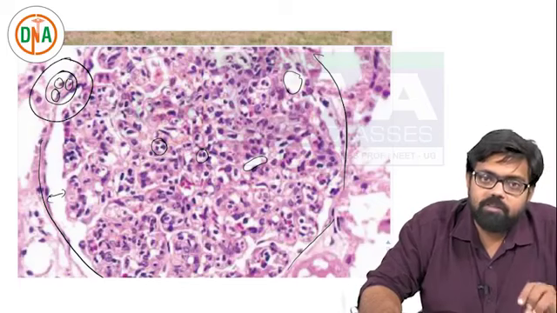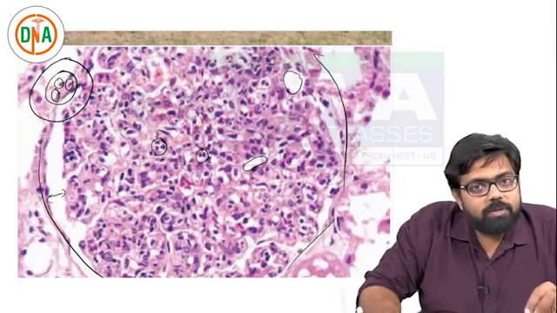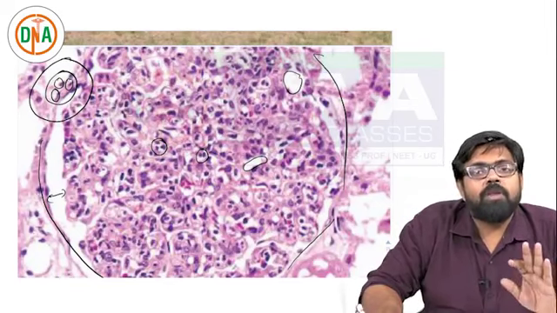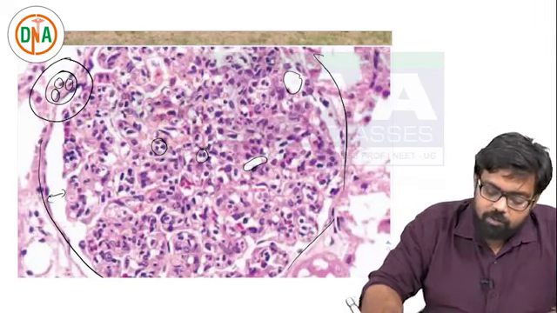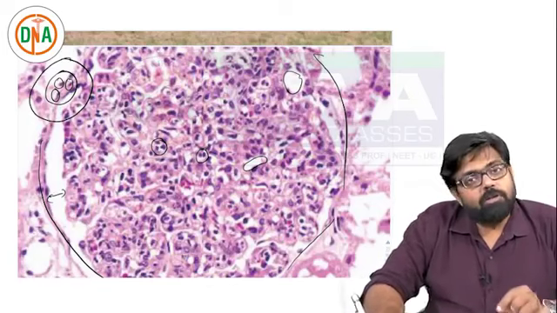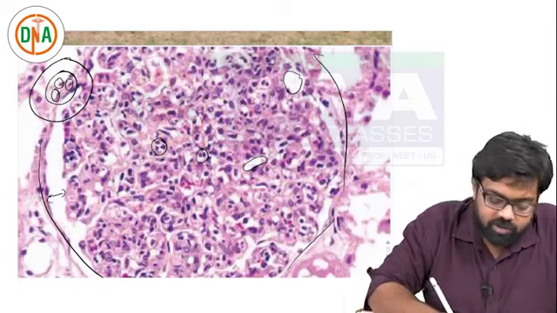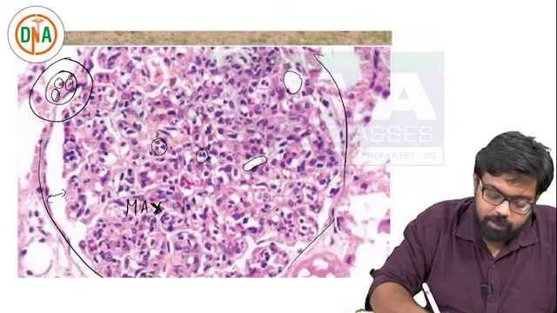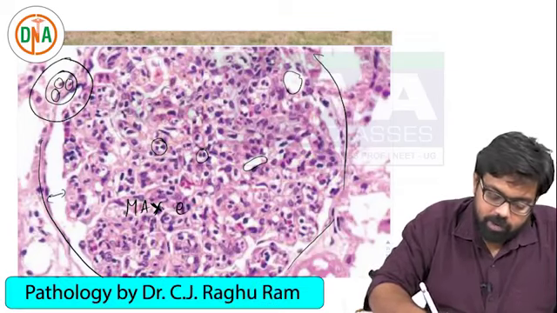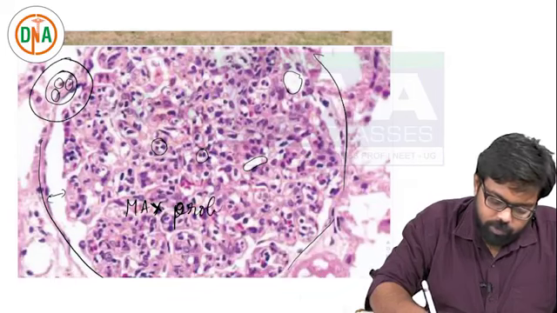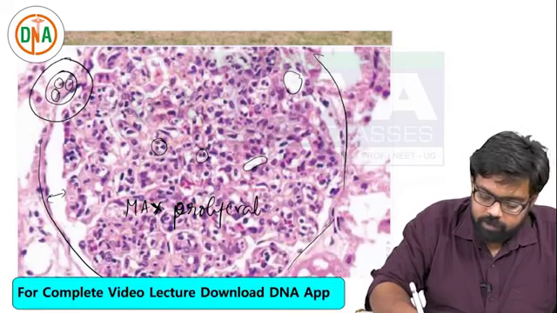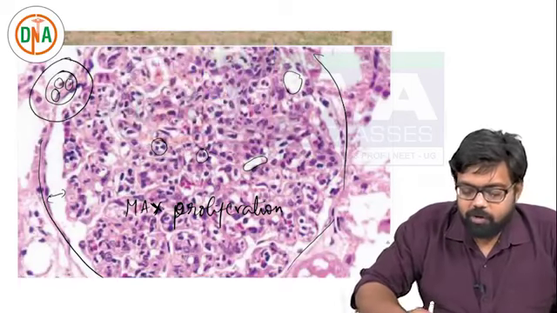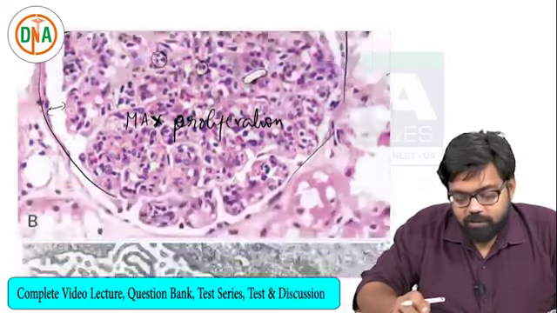Once again I am repeating: the size of the glomerulus increases, urinary space decreases, capillary lumen decreases, and the entire mesangium will be proliferated with neutrophils. Another characteristic and most important feature is that this is the glomerulonephritis with maximum proliferation. It is a repeatedly asked question: what is the glomerulonephritis with maximum endocapillary or capillary proliferation? This is the one. So this is all about the light microscopy.